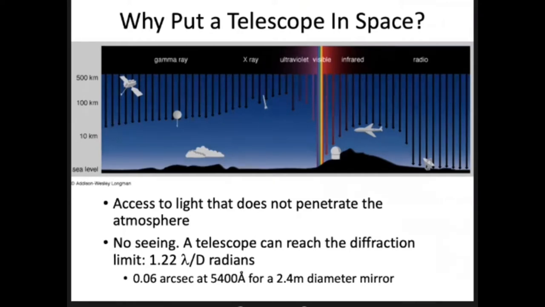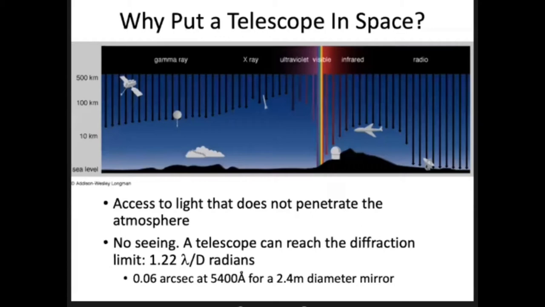The simple answer is not all of the light that we're interested in observing gets through the atmosphere and gets to us. The slide here is taken from an Astronomy 101 textbook. Visible light gets through the atmosphere. We know that. We can see the sun. Infrared light, some of it gets through the atmosphere, some of it doesn't. But gamma rays, X-rays, ultraviolet, they don't get through.